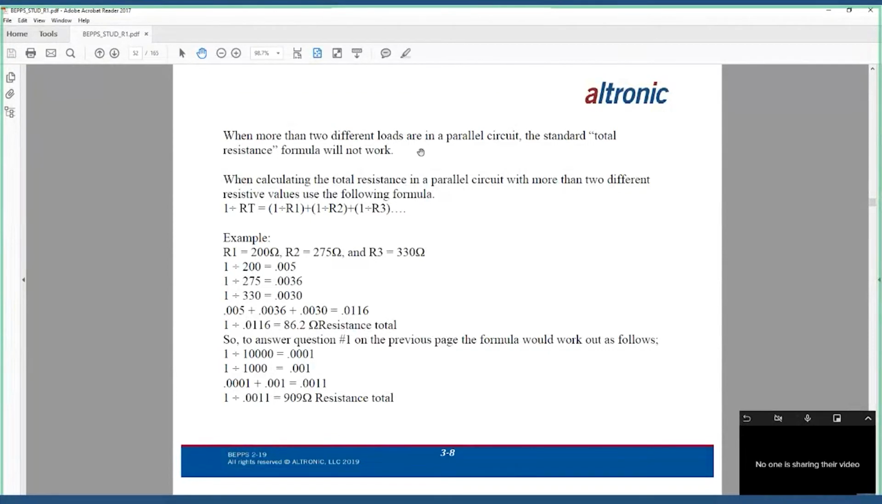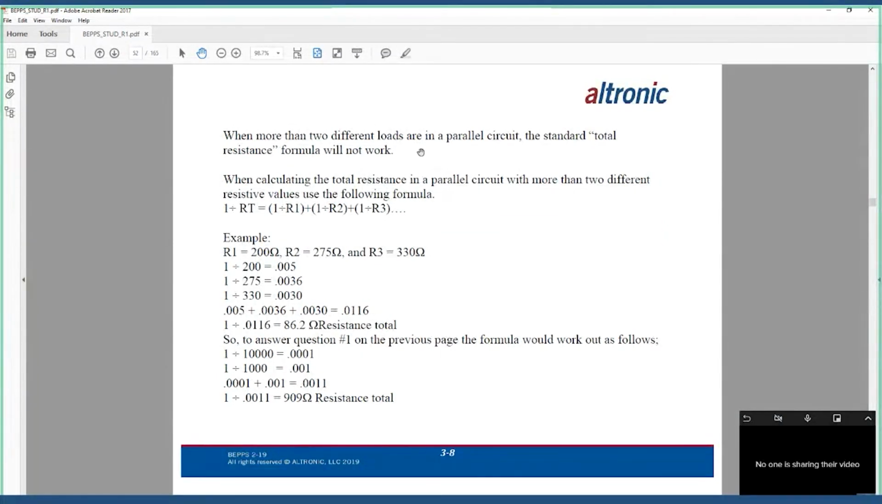When calculating the total resistance in a parallel circuit with more than two different resistive values, use the following formula. Now, this is where it gets real crazy. I don't expect any of us to sit here and work it all out. But if you retain this information or send me some information, I'll be glad to send you a copy of this. You can have it in your arsenal of math and fun stuff to try. It does get extremely hairy.